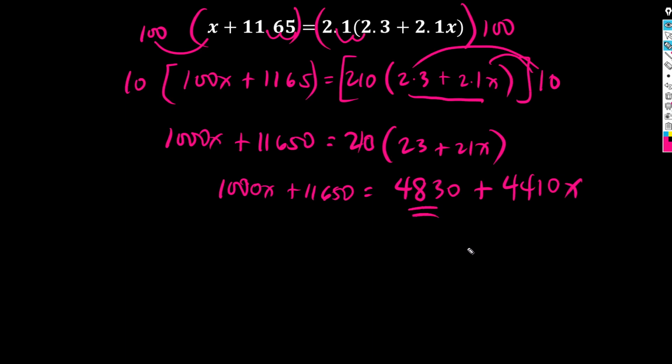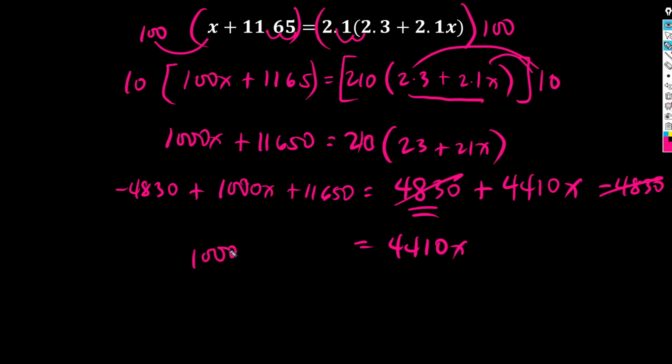Then what? Maybe we can eliminate this first. So we subtract 4,830. Subtract 4,830 both sides. Tanggal to. Tanggal yan. 4410x on the right. And this becomes what? That's 11,650 minus 4,830. That leaves me with 1,000x plus 6,820. Diba?